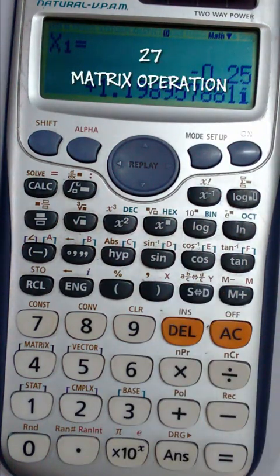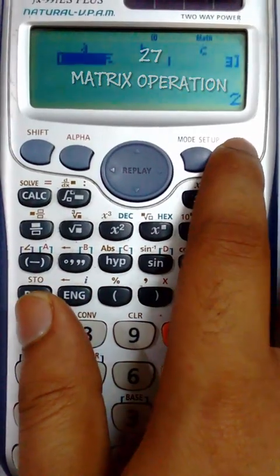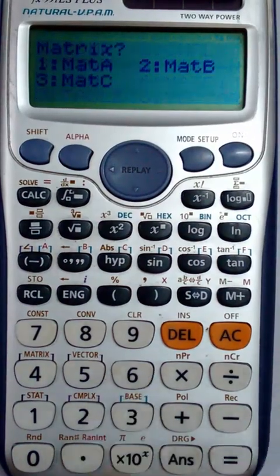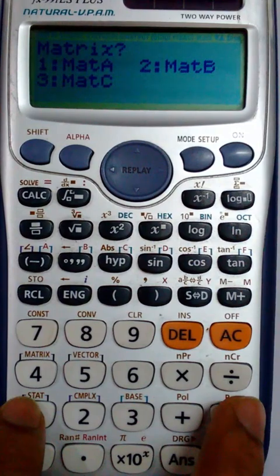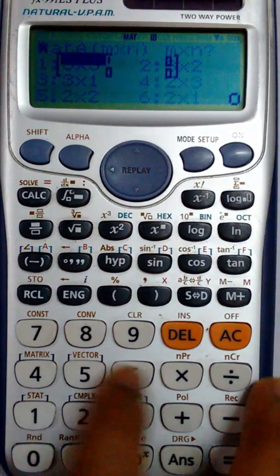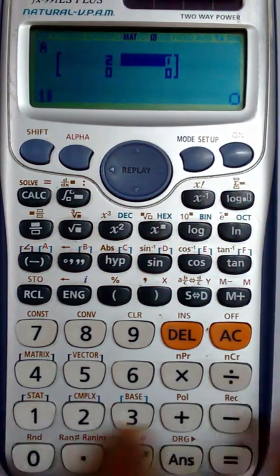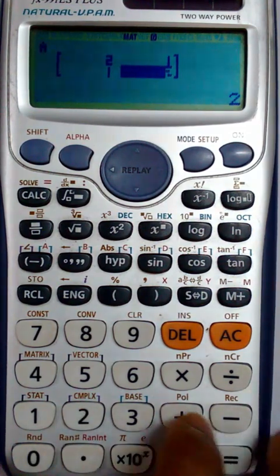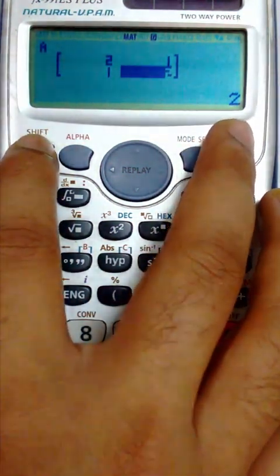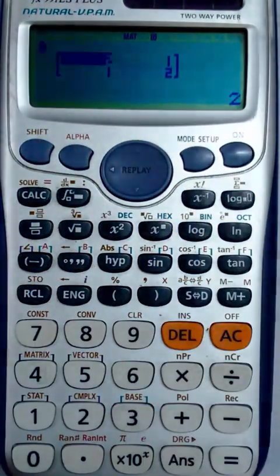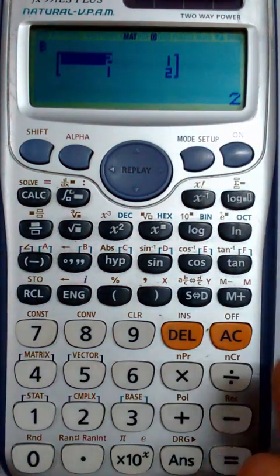Okay. The next technique is used for the matrix operation. For matrix calculation, select proper mode. This is mode 6 matrix. Then select matrix A, where rows and columns are 2 into 2. Put these values 2, 1, 1, 2. Okay. Then if I want to copy this to matrix B, shift store to B, then automatically it is copied.